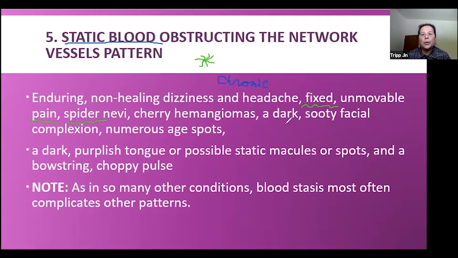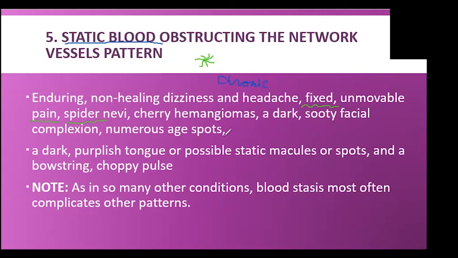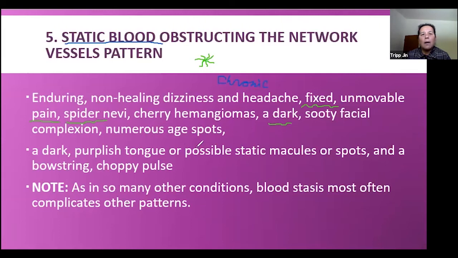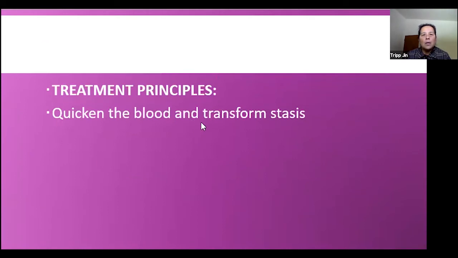The stool and the face may be dark in color, and maybe a dark purple tongue and also a choppy pulse. So that's generally the blood stasis pattern. When patients have hypertension, the blood stasis pattern is more complicated and more severe compared with other patterns, and more difficult to treat. So certainly we remove blood stasis and try to decrease the blood pressure.